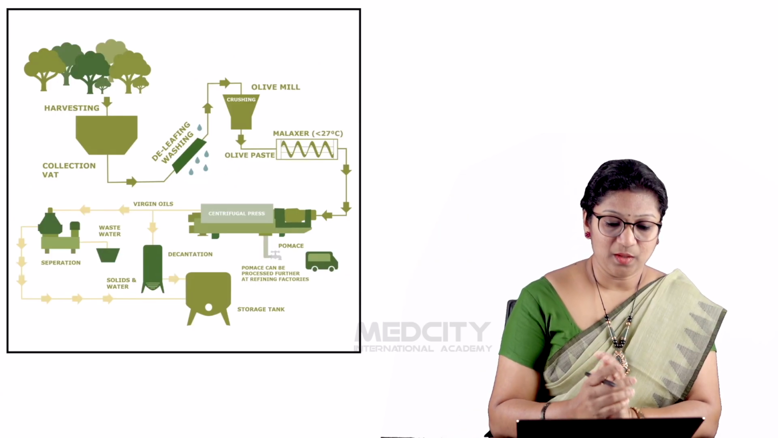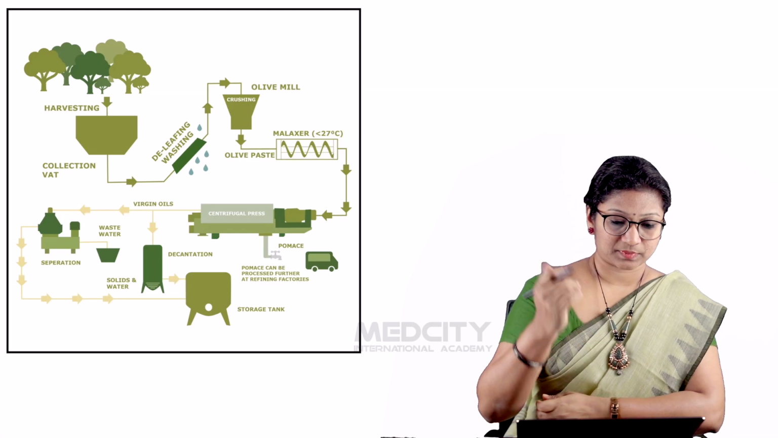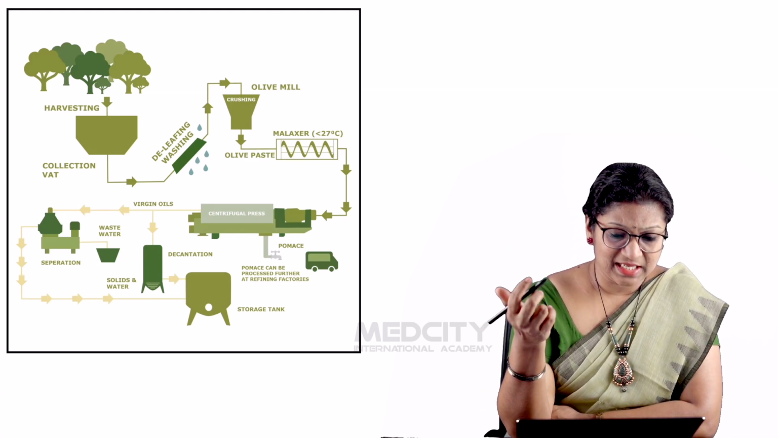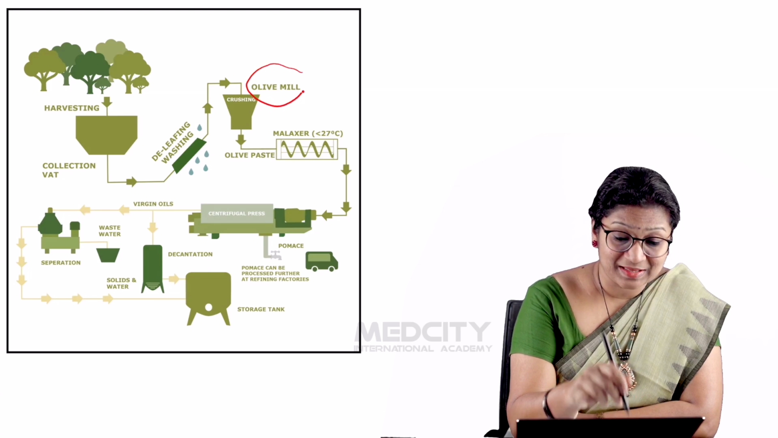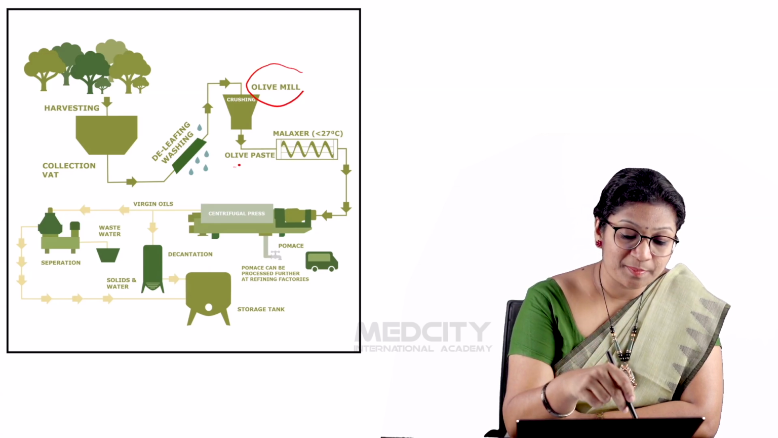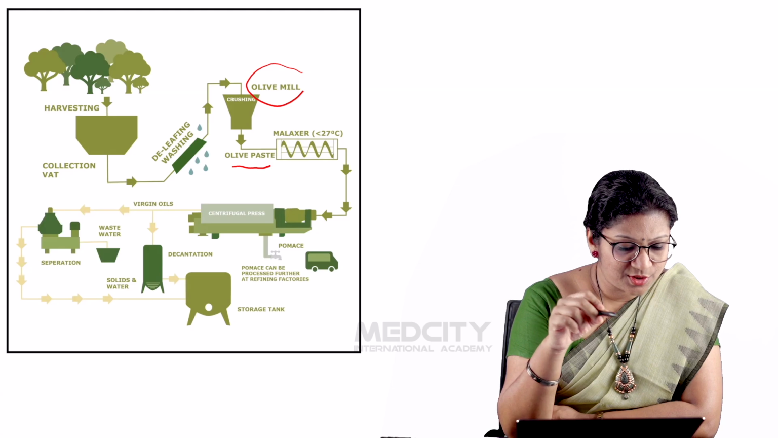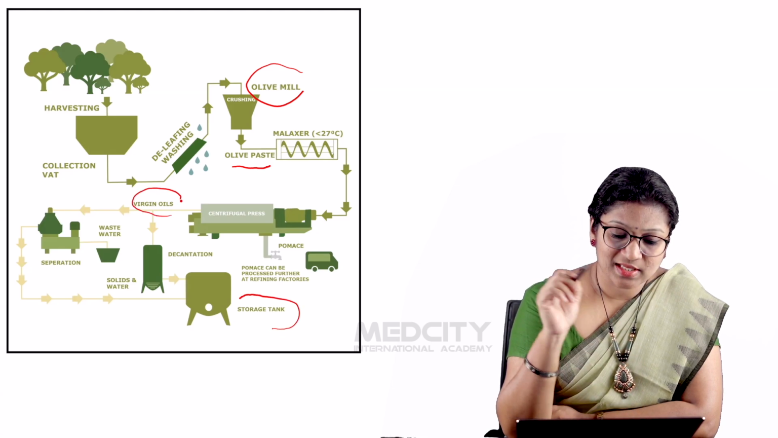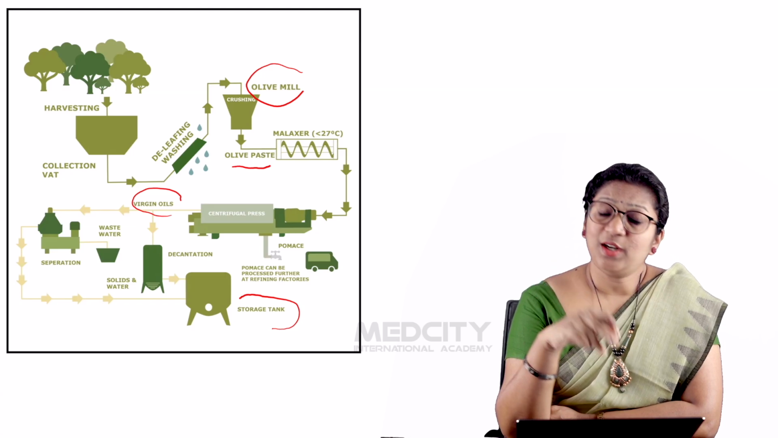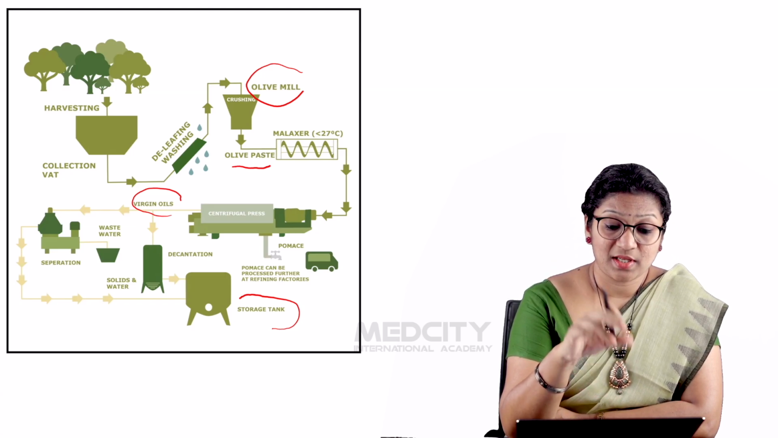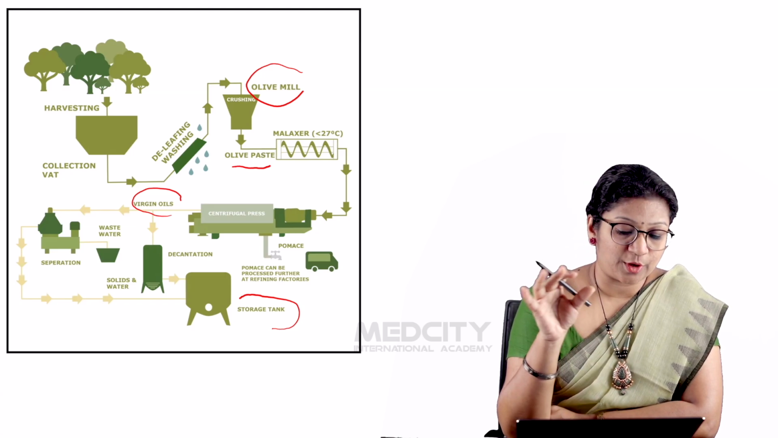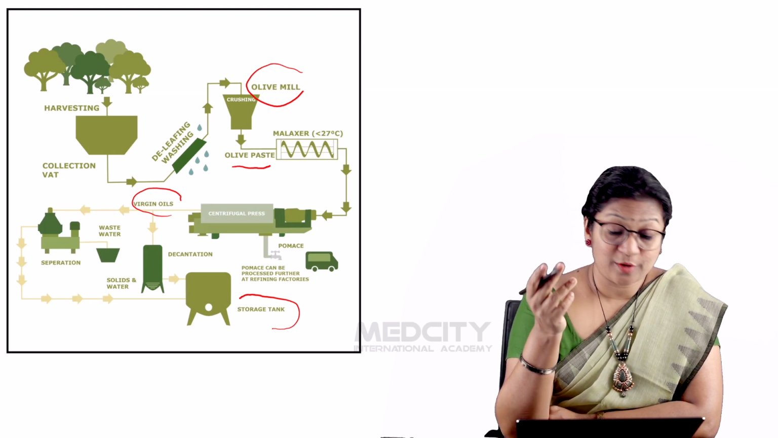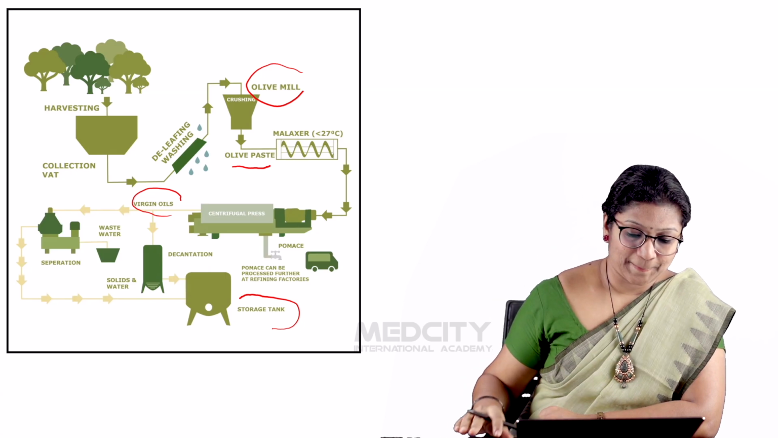Here on screen, we have an example. It shows harvesting, then we have olive mill, olive paste, storage tank, virgin oils. So it looks like this image is talking about the production of olive oil. So this is a type of a mechanical process.